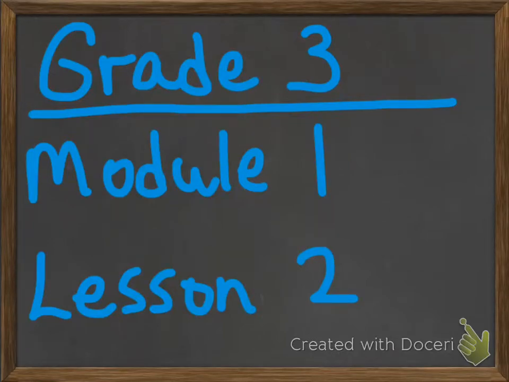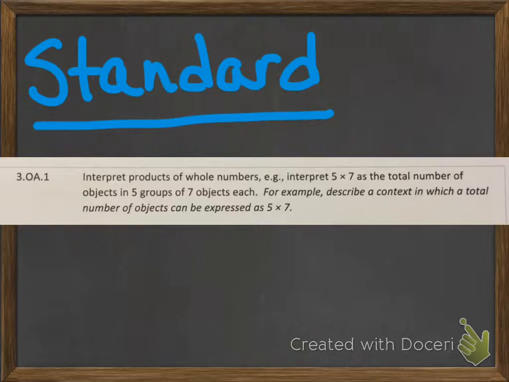Grade 3, Module 1, Lesson 2. The standard for this lesson is 3.OA.1, Operations and Algebraic Thinking, where we're going to interpret products of whole numbers, e.g., that is, for example, interpret 5 times 7 as a total number of objects in 5 groups of 7 objects each. For example, describe a context in which a total number of objects can be expressed as 5 times 7, a multiplication problem.